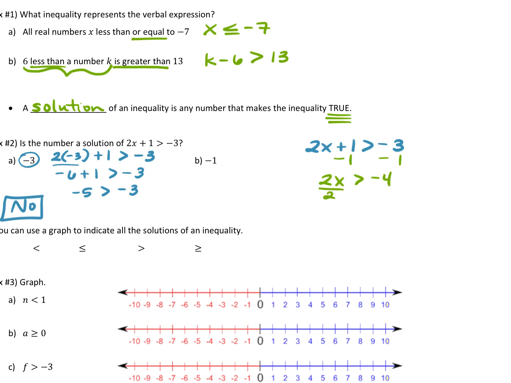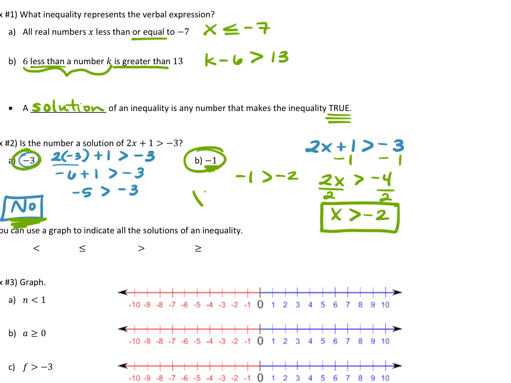You could divide by 2, right? Subtract the 1. X is greater than negative 2. This has to be true for every scenario, and there's 2 scenarios here. What if it's negative 3? Is negative 3 greater than negative 2? The answer is no, right? Is negative 1 greater than negative 2? Yes, it is. Okay, so this would be a solution.